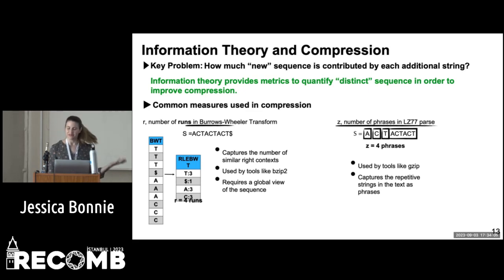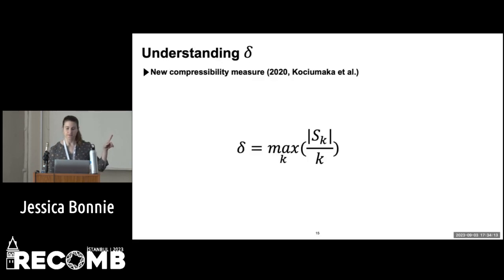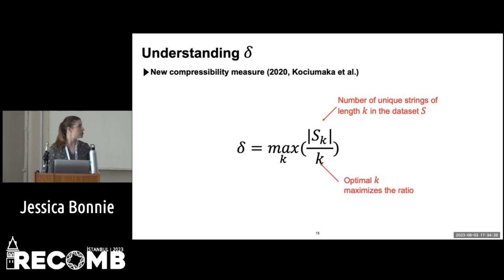There's another metric, delta, that can be used to address this question. Delta is concerned with the cardinality of a set of k-mers within a sequence, that's S sub k. As you can see in the definition, delta maximizes the ratio between the number of k-mers and the value of k, which means that, magically, k is a function of the data and not a parameter that we choose.